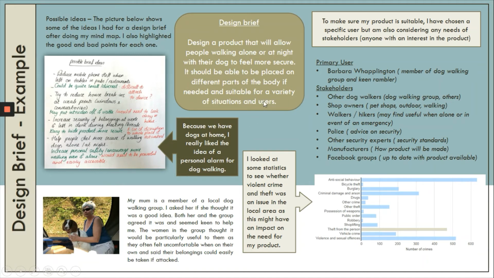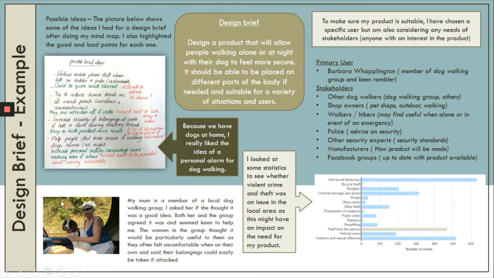Okay, so even though it's suitable for a variety of different people, I've said it does need to be suitable for that particular group or that particular person. So somebody walking alone or at night with their dog. Okay, so that is my design brief. That's the one that I've chosen to do. So that's what I will be ultimately making this product for eventually. So that's my design brief.